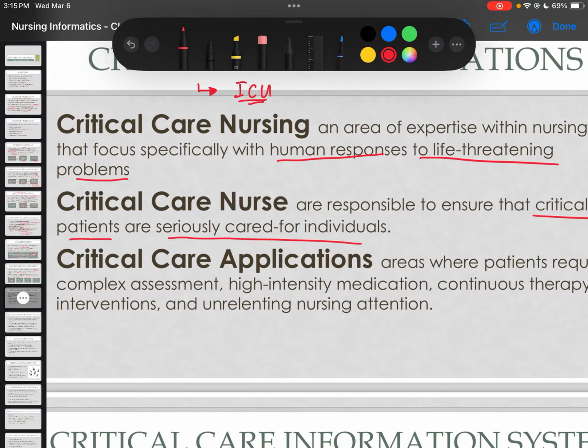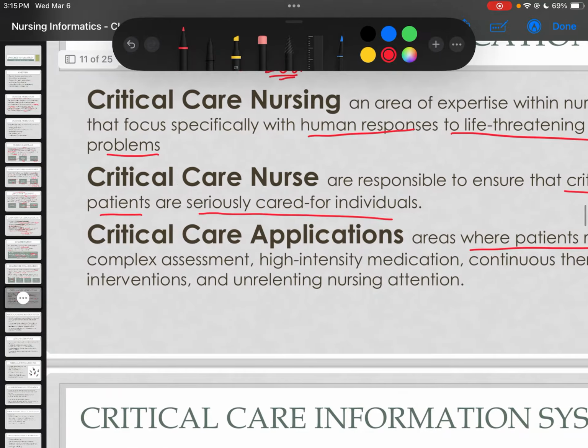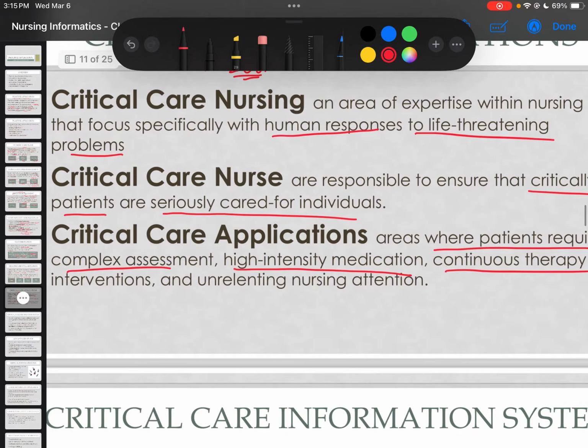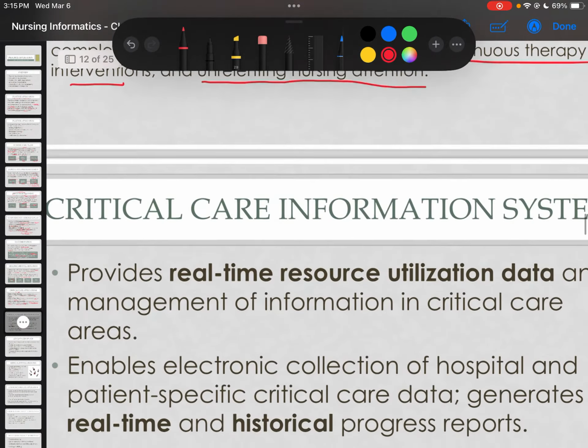Okay? Kanang mga ICU nurses class, legit kana sila class. That's why their ratio is oftentimes 1:1, 1:2, pinakadaghan na 1:3. It's because ang ilang mga patients are very, very ill. In that way, kinahanglan gyud sila focus. Critical care applications are areas where patients require complex assessment, high-intensity medication, continuous therapy/interventions, and unrelenting nursing attention. So once again, mao ni siya katong mga patients nga nasa ICU.